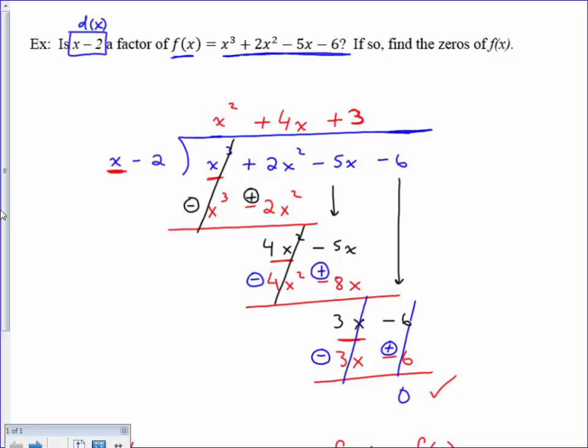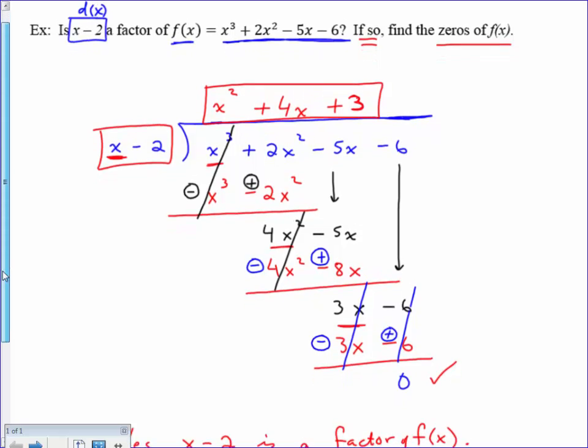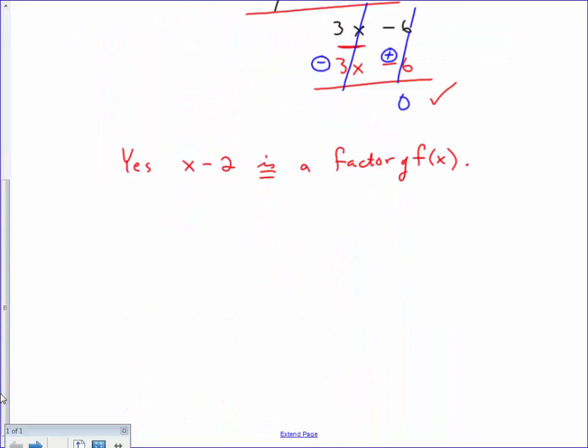All right, now it said if so, find the remaining zeros, or find the zeros of f of x. Well, we know if the remainder is 0, this is a factor of f of x. What we want to first do is write our answer in the proper form. From a prior slide, we saw that when we got a division problem, we can rewrite it as f of x equals the divisor times the quotient plus the remainder.